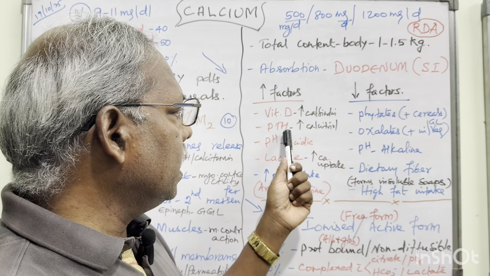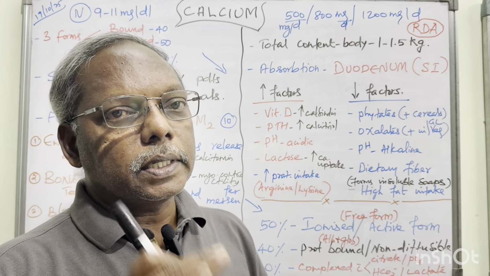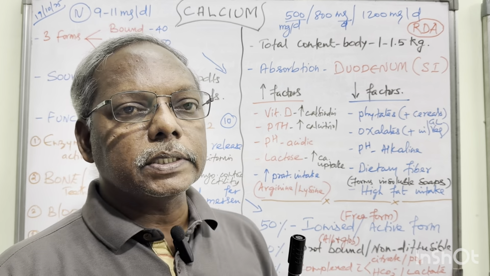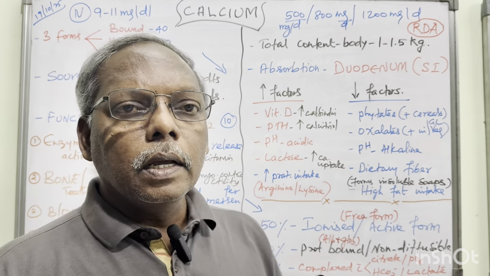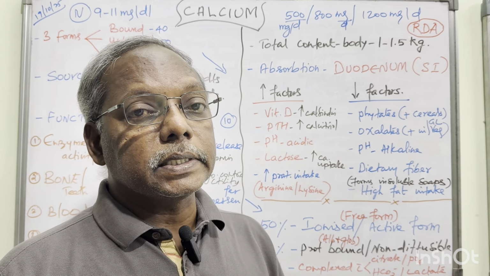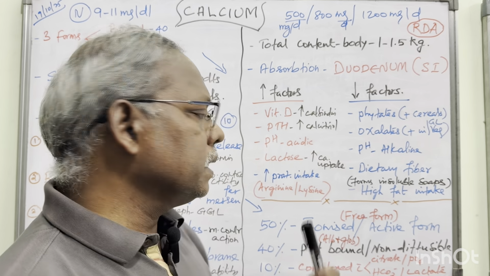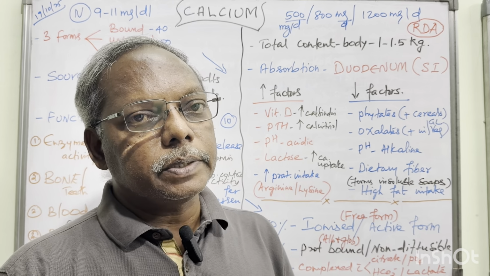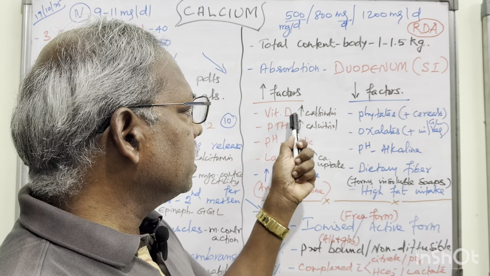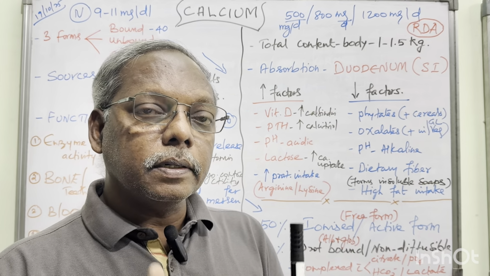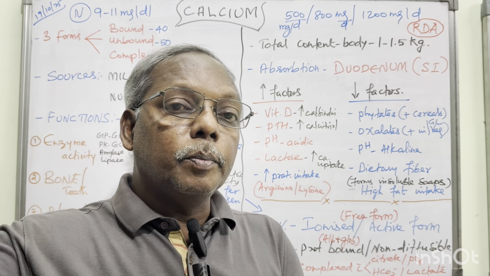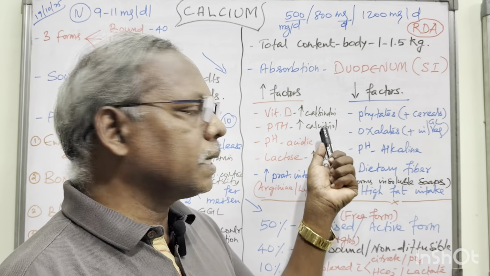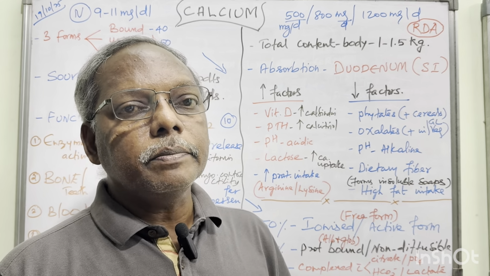First one is vitamin D and parathyroid hormone. These two increase the calcium absorption. Then pH, acidic pH always favors calcium absorption. Lactose is a disaccharide which always increases the uptake of calcium, and then increased amount of protein, like the amino acids arginine and lysine, always increases the absorption of calcium. Here, vitamin D increases the calcium binding protein, which increases the calcium level at the molecular level, whereas parathyroid hormone PTH increases the calcitriol, which favors calcium absorption.